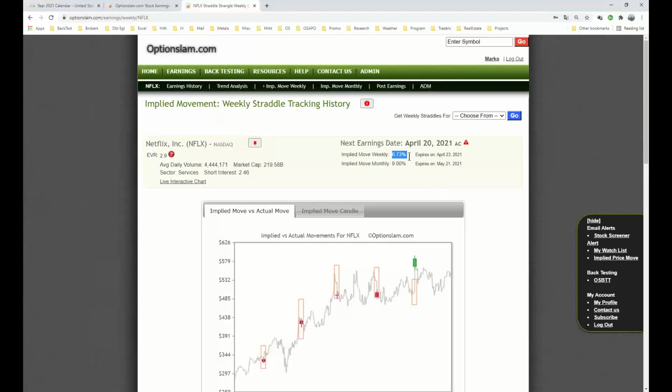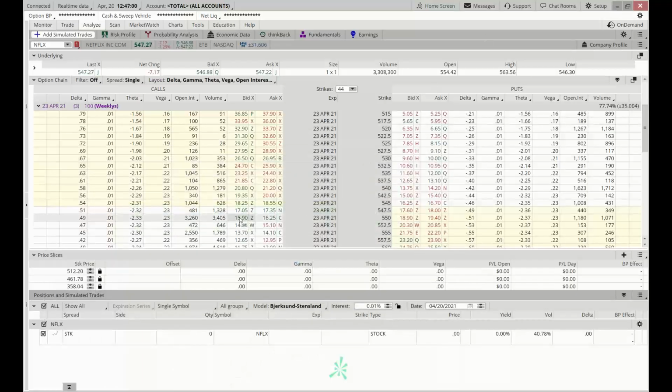So the options that expire this Friday, this coming week, are pricing in a 7% move. Okay, 6.7% move. That's what's being priced in to the options that expire this week. The options that expire the third Friday of May are pricing in a 9% move between now and the third Friday of May. Okay, a 9% move, about a month away. Okay, let's go back to the options chain. All right, so 7% move for the options that expire this week.